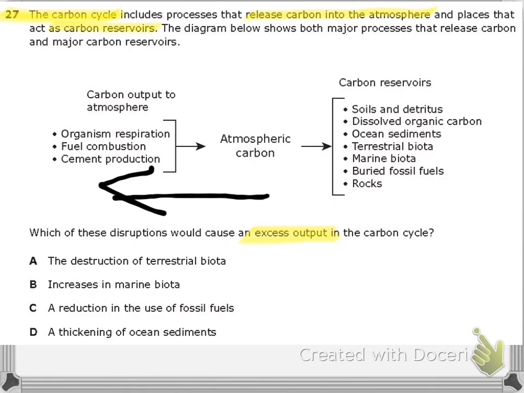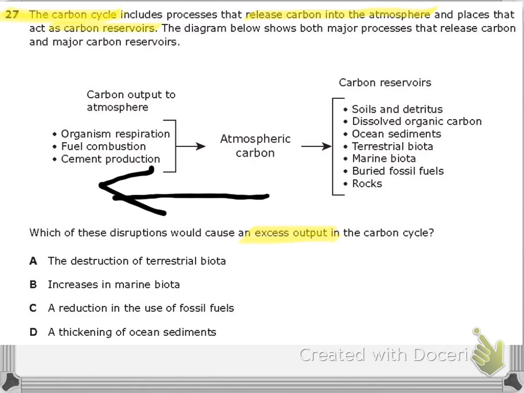Carbon reservoirs, this is where carbon gets stored. Quite a bit of it is stored in soil and detritus, dissolved organic carbon, and ocean sediments. Terrestrial biota means living things living on the land. Marine biota, living things living in the water. Buried fossil fuels and rocks also store quite a bit of carbon. Buried fossil fuels actually store a lot of carbon.